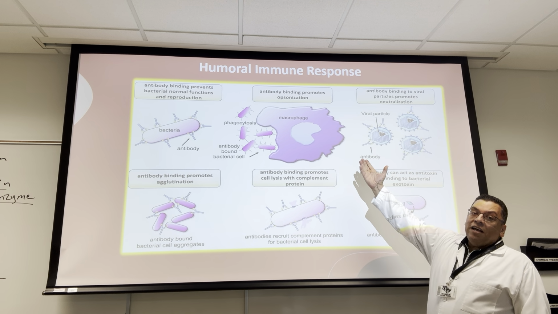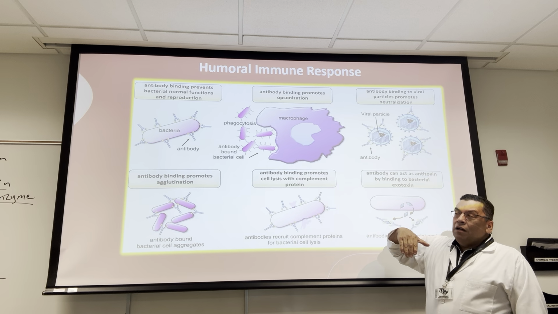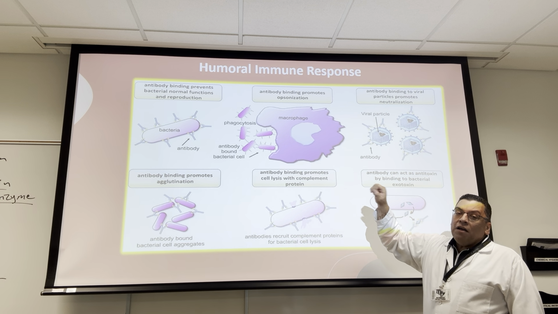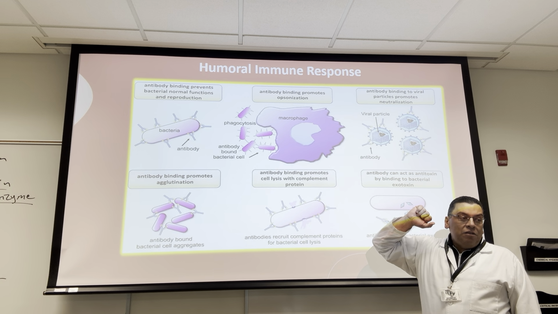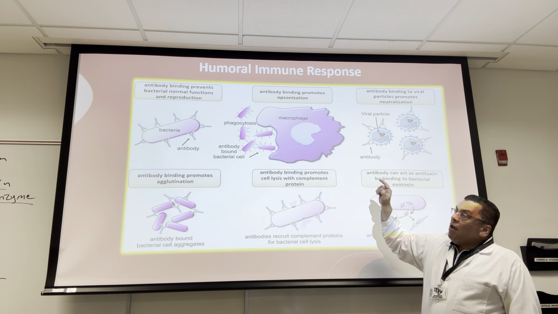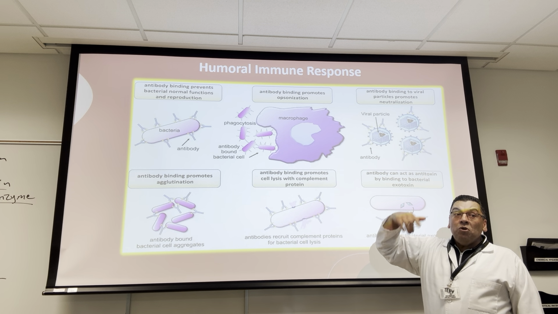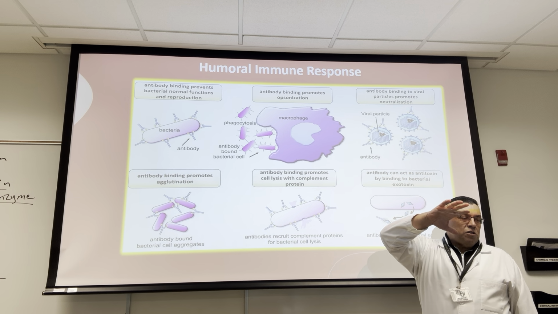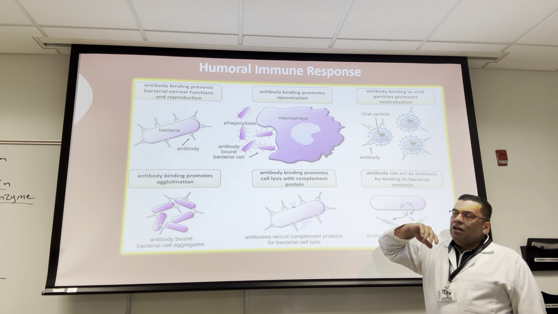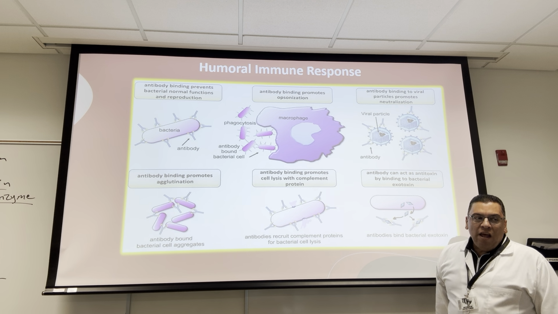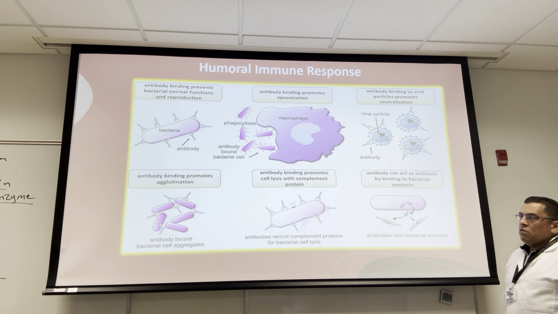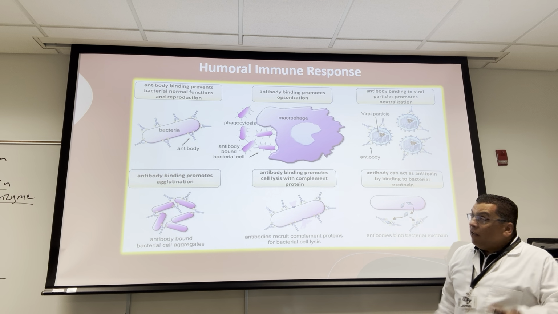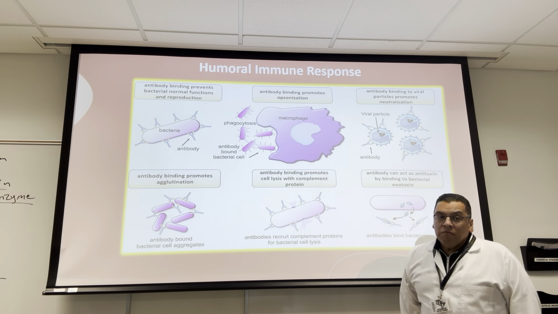So opsonization is achieved through the antibody tagging of the bacteria, and it allows the macrophage to become a super macrophage. Now, there's no such thing as a super macrophage. It's called opsonization, enhanced phagocytosis. But who's actually doing the killing? It's the macrophage.